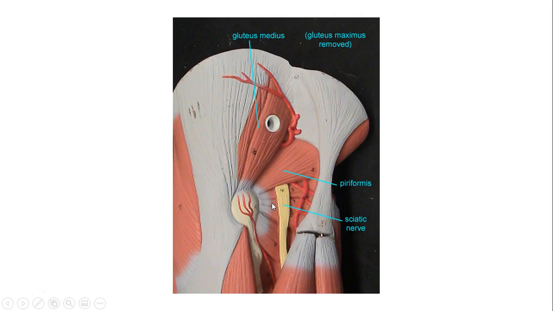Boom, boom, boom. So that's your superior gemellus. That's your obturator internus right in the middle. And that's your inferior gemellus. So there's your piriformis. It means pear-shaped in Latin, although that does not look like a pear to me. You can even see some of the gluteus medius. I doubt I would do it from this view, though. And there's your sciatic nerve.